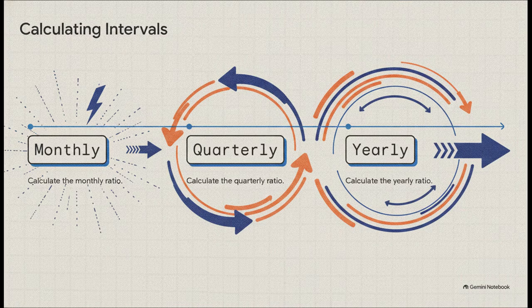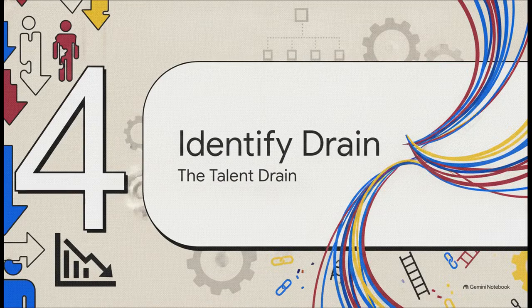Like, did a new policy last month cause a sudden exodus in middle management? Then your quarterly ratio helps you identify seasonal trends, or maybe the delayed impact of a restructuring. And the yearly ratio? That gives you the macro view, the undeniable, long-term reality of your organizational health. You really need all 3 points on this timeline to understand not just where the attrition is happening, but how fast it's accelerating.